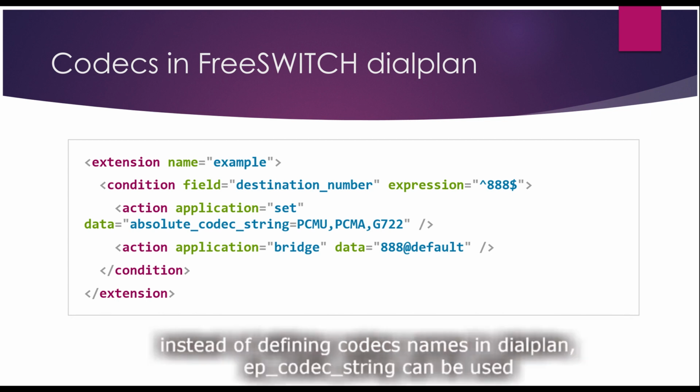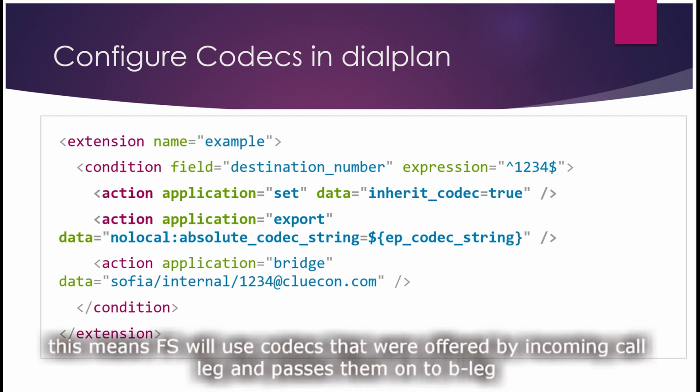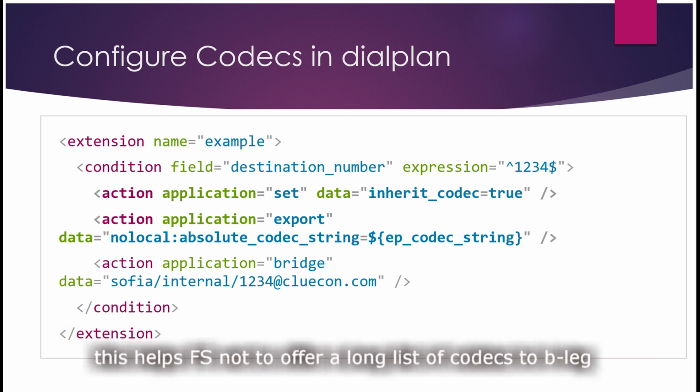Instead of setting the absolute codec string to the list of codecs, we can set it to a variable, ep_codec_string. This variable is actually set dynamically during a call, whereby FreeSWITCH picks the codecs that were offered by the incoming leg, and then it passes on the same codecs to the outgoing leg. This helps FreeSWITCH not to offer a long list of codecs to the outgoing leg.